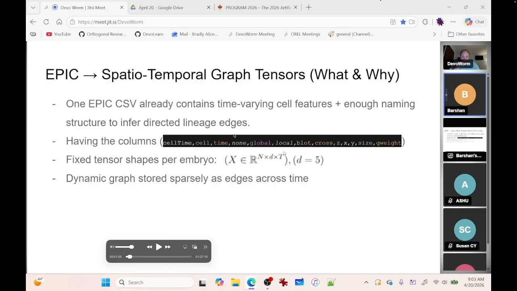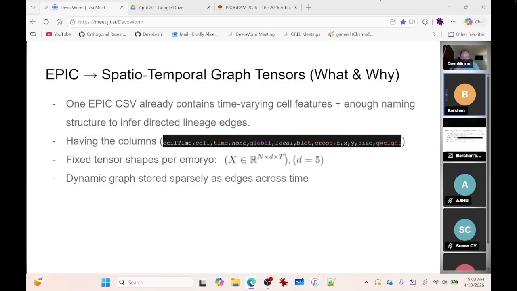He was talking about how we want to be able to create spatiotemporal graph tensors. And why would you want to do that? So basically, we have time varying cell features and labels. So from the labels, we can infer directed edges to the graph. And the time varying cell features means that it needs to be a temporal graph. It also has spatial properties that the labels tell you exactly where the cell is in the embryo. And so you can actually trace the movement of the cell relative to other cells through that nomenclature.